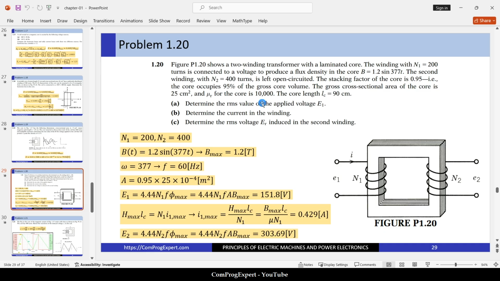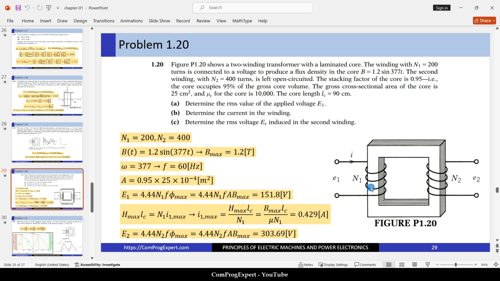So determine the RMS value of the applied voltage E1. In this case, we just apply a voltage on the primary coil, or the coil 1, and we are going to build up this flux density in the core. So we can use this equation.